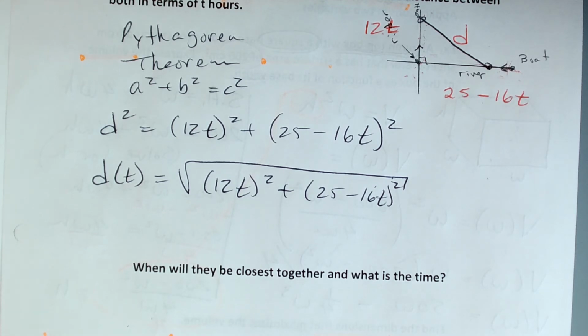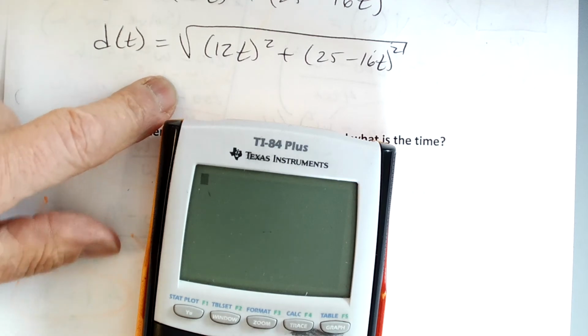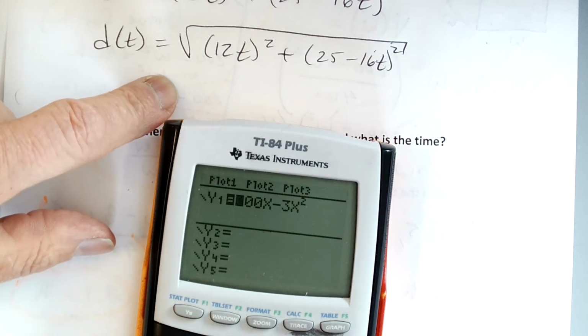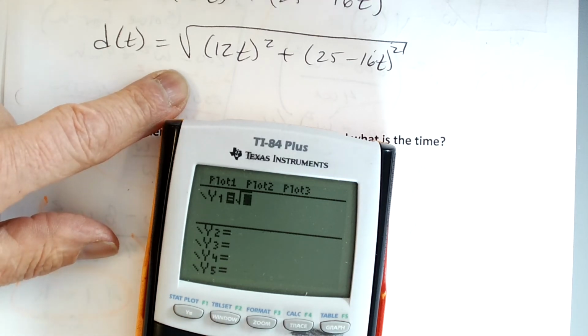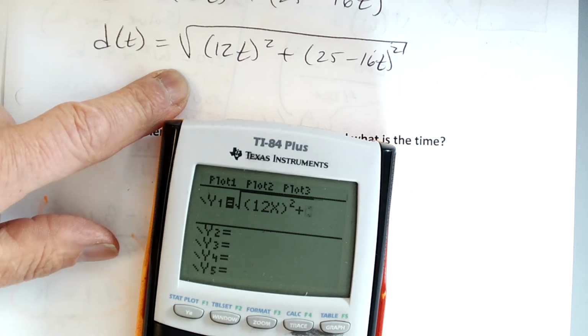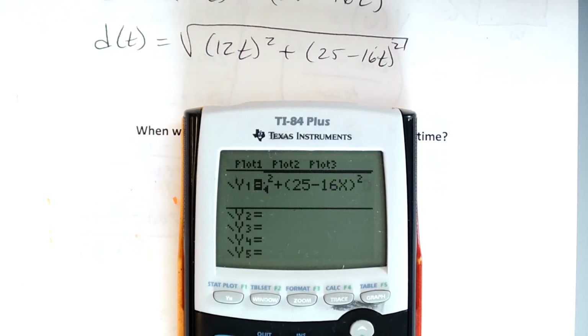Now, I can graph this, and it's a little tricky to put in. I'm going to use my calculator to put it in. You may or may not want to put it in decimals. See if you can, but I'm going to use my calculator. So I'm going to go y equals, clear that, square root, and parentheses, 12x squared plus parentheses 25 minus 16x squared, okay? It's kind of hard to put in decimals, but I can put it in my calculator.